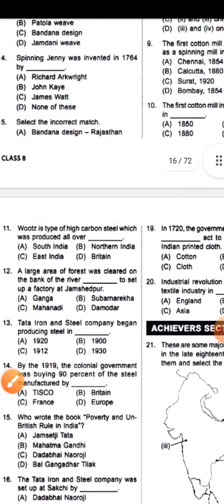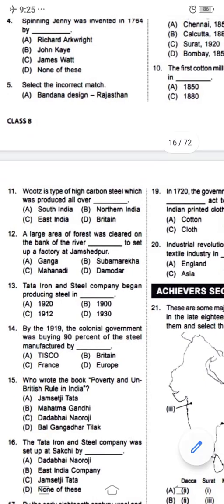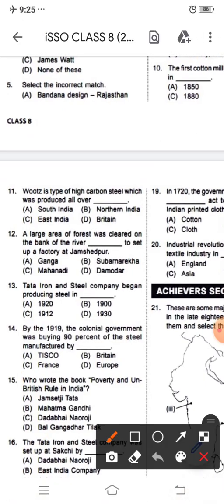The next question from this area is, wootz is a type of high carbon steel which was produced all over dash. Options: South India, Northern India, East India, Britain. The correct answer from this is option A, South India.